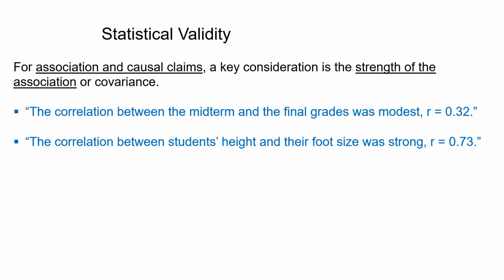So the stronger the correlation, the higher the statistical validity. The stronger the relationship. And that even works in causal claims. The stronger the relationship, the stronger the statistical validity. And that's, again, something more covered in stats, but it is important to hear.